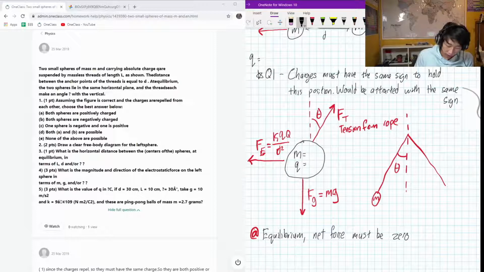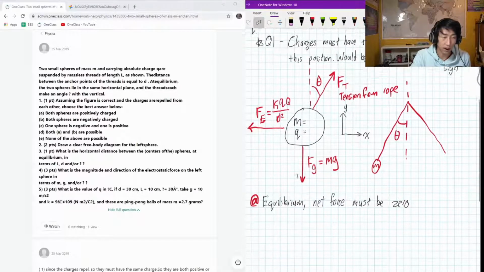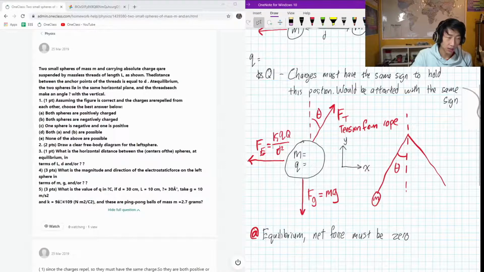So what we can do here is define some axes for directions. We have our y direction going vertical, x direction going horizontal, and we've got to make these forces so that everyone balances out. Now we can see that the electric force and the gravitational force are already perfectly perpendicular or parallel to these axes. Okay, so they're all good.